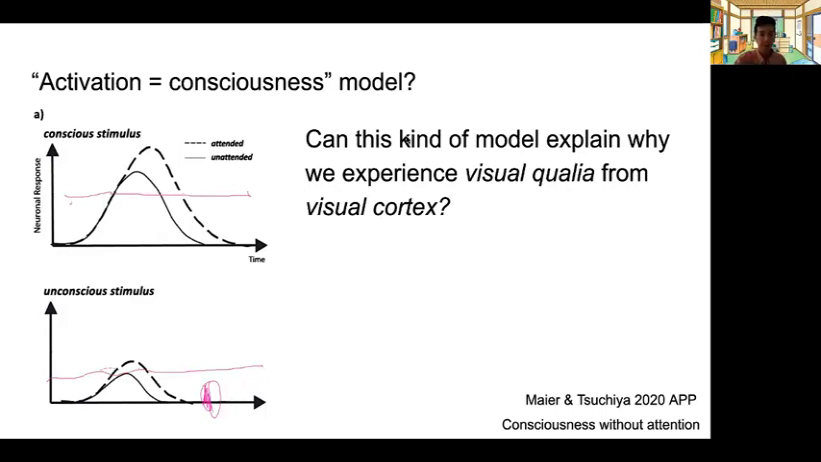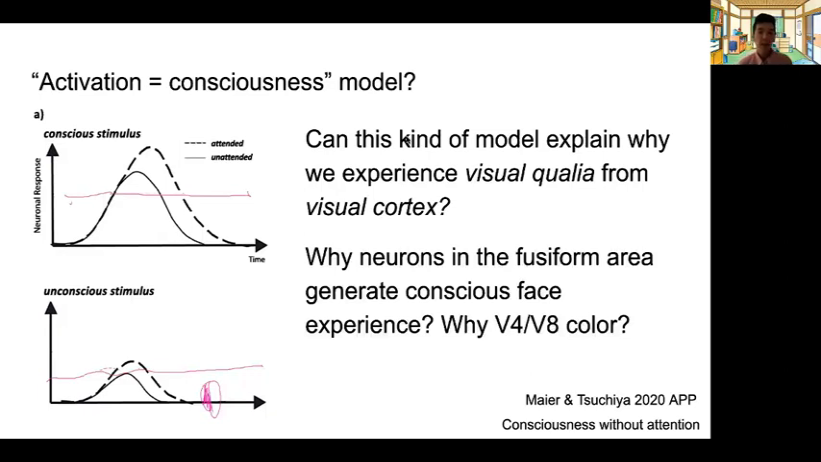Why is that? And secondly, even within the visual cortex, why do neurons in the fusiform area, when stimulated, elicit this face percept, like I showed a couple of weeks ago, but the same kind of neurons close to each other in the V4, V8 area elicit color? That's really weird, and this activation consciousness model will never get to that kind of question.